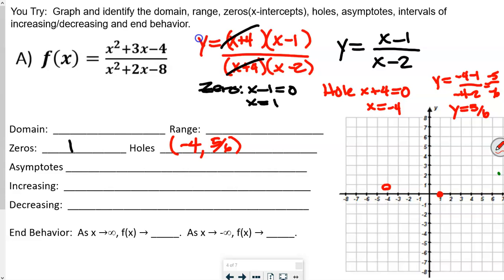All right, so then we want to talk about our asymptotes. When we talk about our vertical asymptote, we're talking about setting our denominator equal to 0. So x minus 2 equals 0. So x equals what? Positive 2. So our vertical asymptote is x equals 2. Again, we're going to draw that right here.